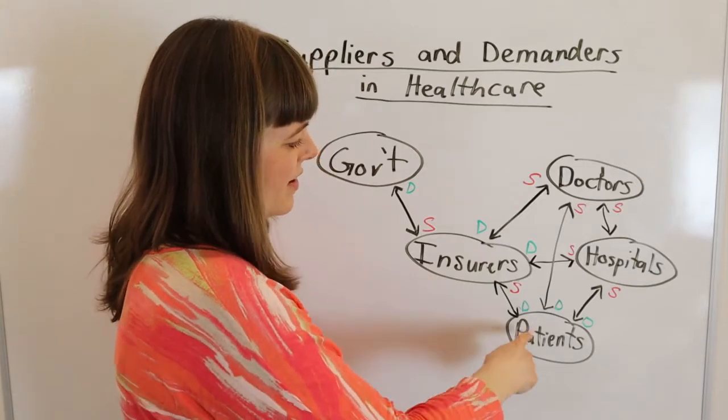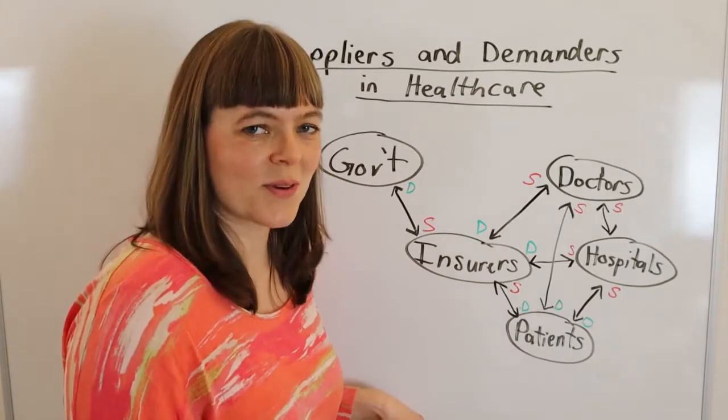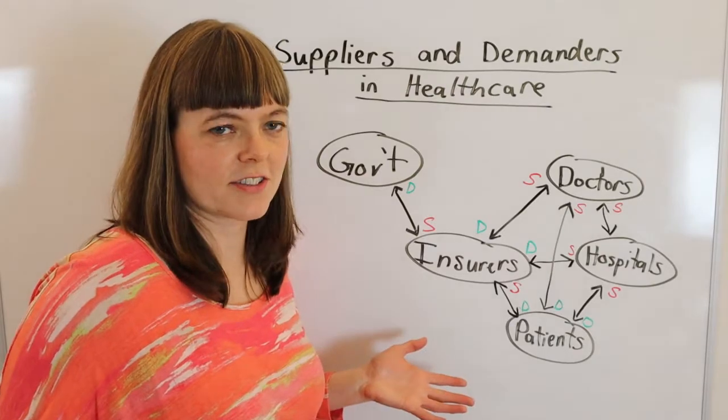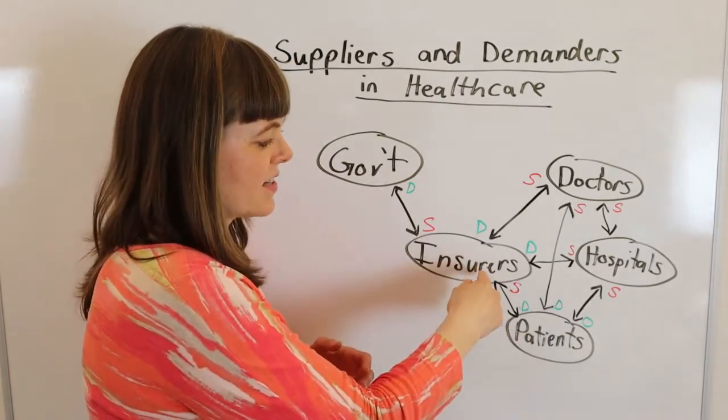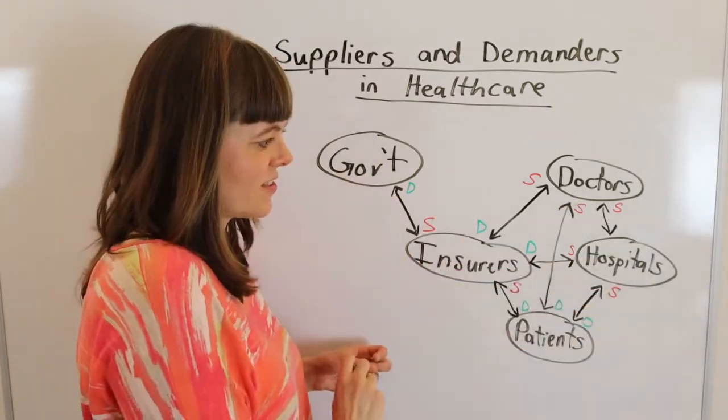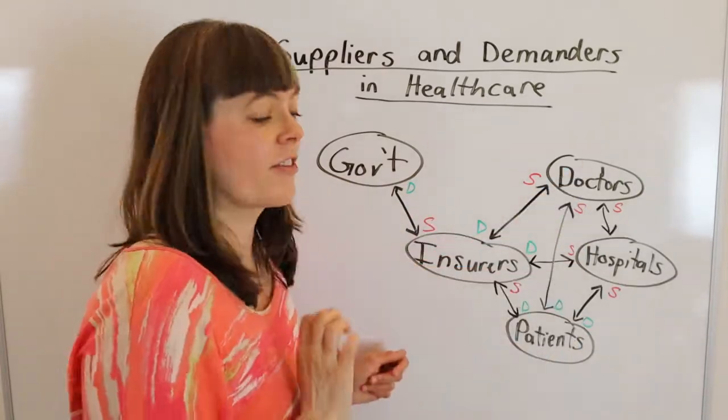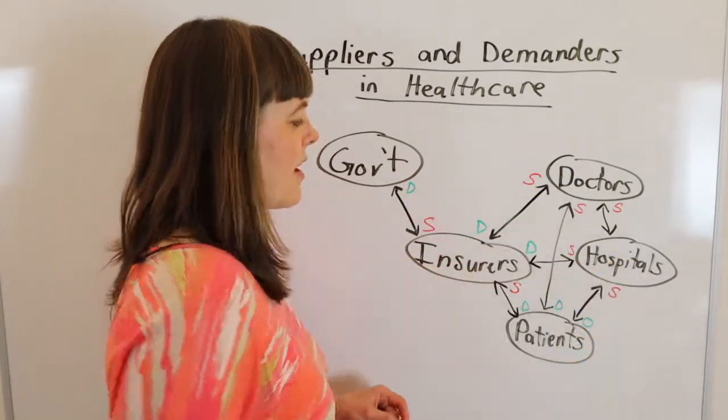So here we have patients, of course, who are always going to be the demanders. They're not supplying services. They demand insurance. They pay for their insurance. When they go to the doctor, they pay the doctor for the doctor's services, and same thing with hospitals.